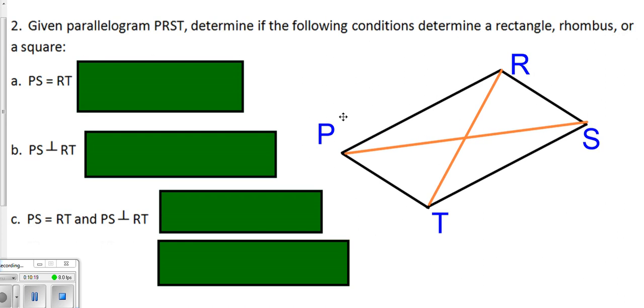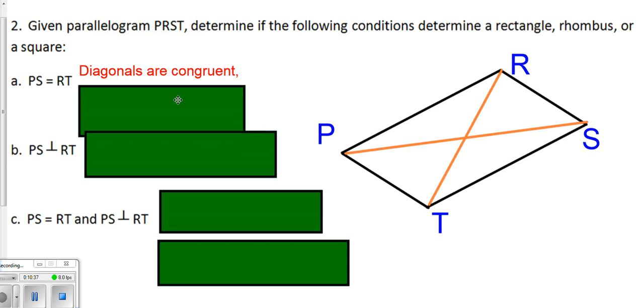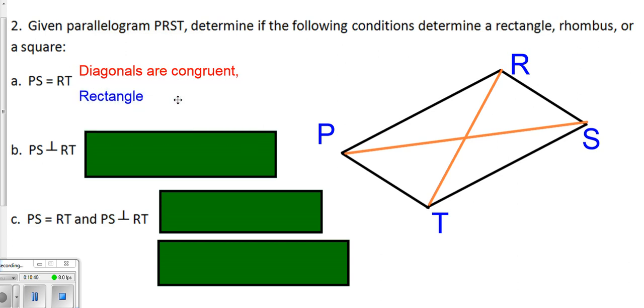Example 2: given parallelogram PRST, determine if the following conditions determine a rectangle, rhombus, or a square. So same thing, we've got to think about what it is they're giving us. If PS equals RT, so this diagonal is the same as this diagonal, they're exactly congruent to each other. So they just told us the diagonals are congruent, which means it's a rectangle for sure.